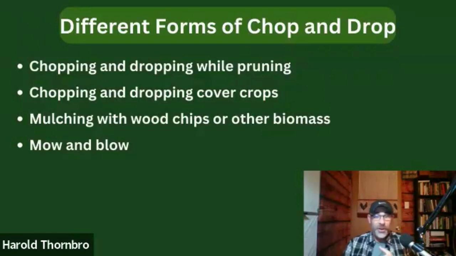Mulching with wood chips or other biomass is actually chop and drop. What are wood chips? They're just chopped up wood, right? Chopped up limbs. So if you have, say, a chipper shredder and you're grinding them up and you're dropping those wood chips as mulch on your garden, that's a chop and drop that feeds the soil. The microbial activity and the macro and micro organisms will take that down into the soil and feed it.